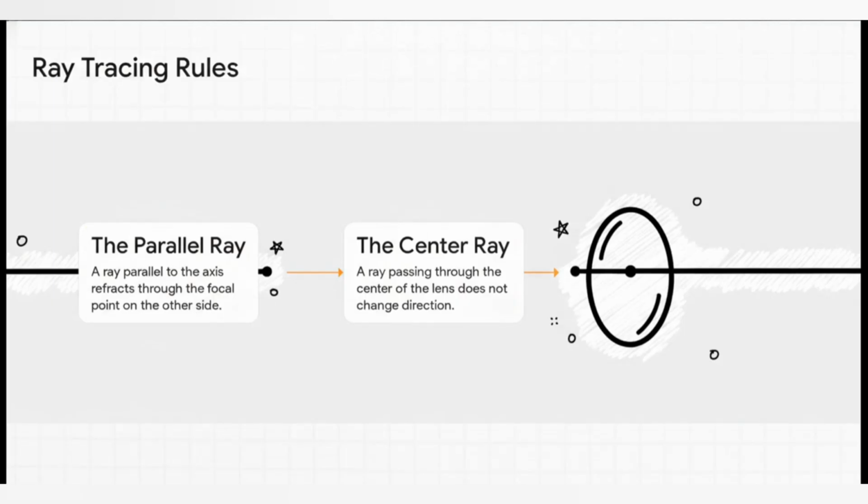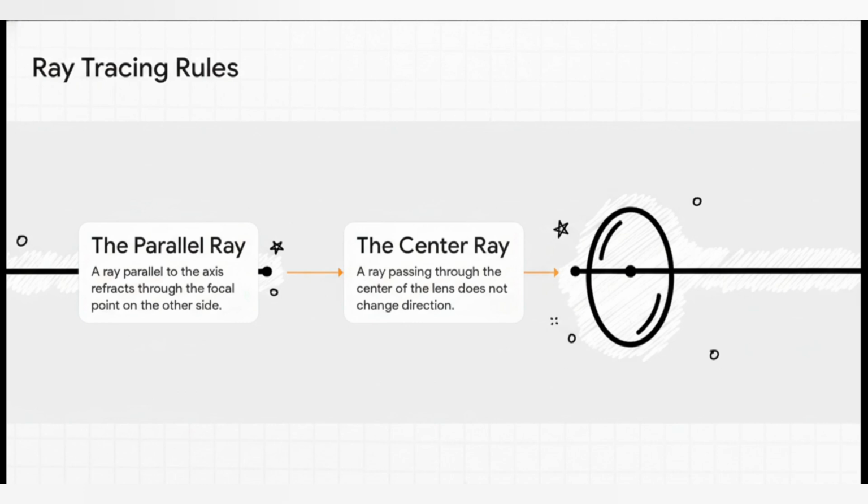All right, here are the three main rules. But pro tip, you only need to draw two of these rays to find out exactly where your image is. For our diagram, we're going to use the first two, because they're the easiest. So, rule 1, the parallel ray. Any ray of light that comes in parallel to the main center line, we call that the principal axis, will hit the lens and get bent so it passes right through the focal point on the other side.